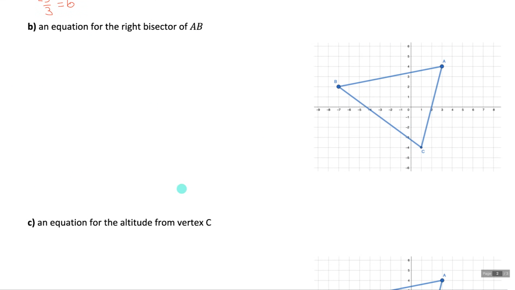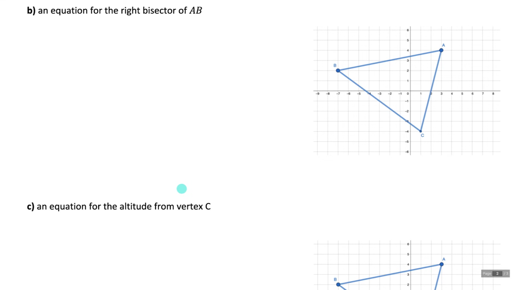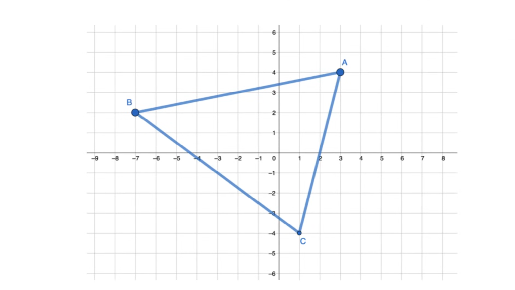Let's now do a right bisector question. So part B asks us to find an equation for the right bisector of AB. If you remember, a right bisector is a line that is going to intersect line AB at its midpoint and is going to intersect it at a 90-degree angle. In the previous question, we calculated the midpoint of AB to be the point -2, 3. We already have that. So I know an xy point on my right bisector.